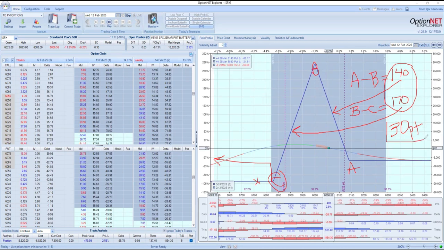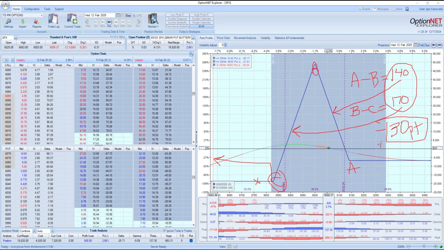We are out 30 points, right? Because this A, B is fully in the money. B and C is fully in the money. The difference between these two is negative 30 points. So we're out 30 points. That's $3,000. Plus, we paid $17 to put this trade on, right? So 30 points. That's just the difference between these two spreads.